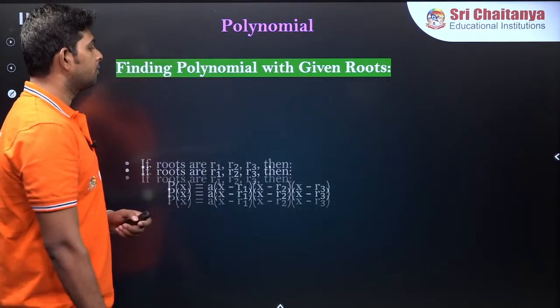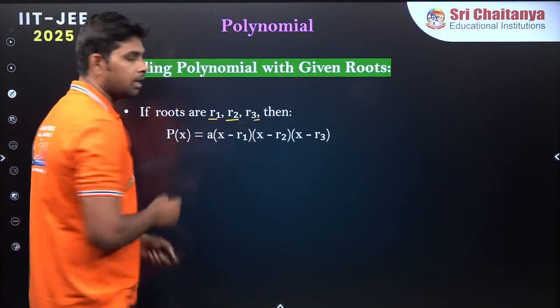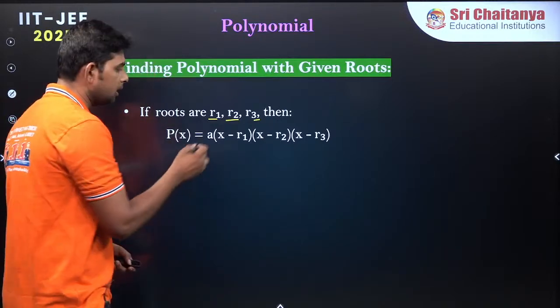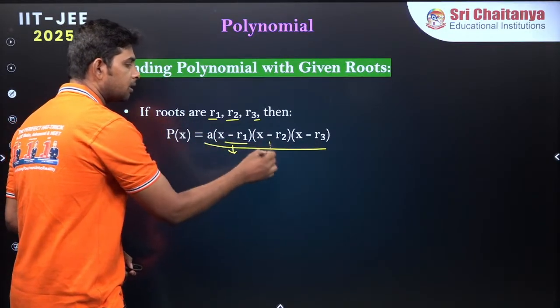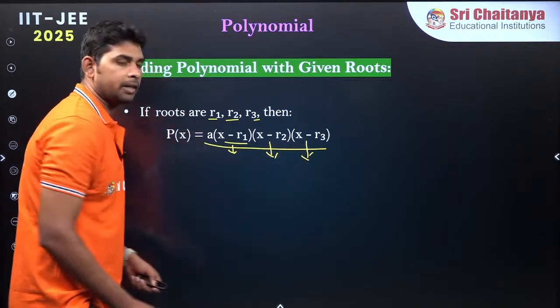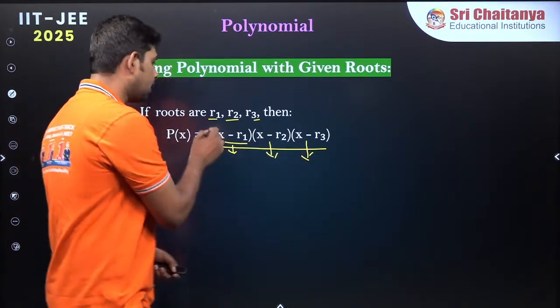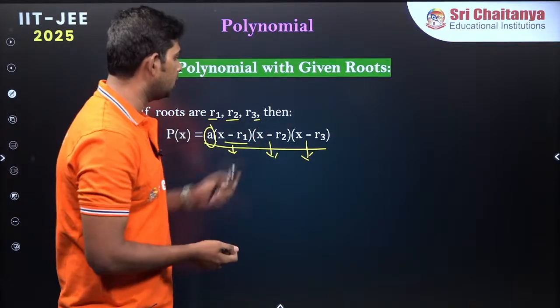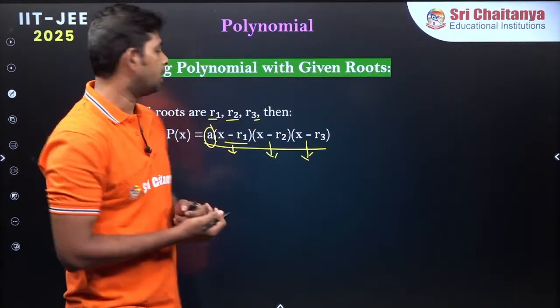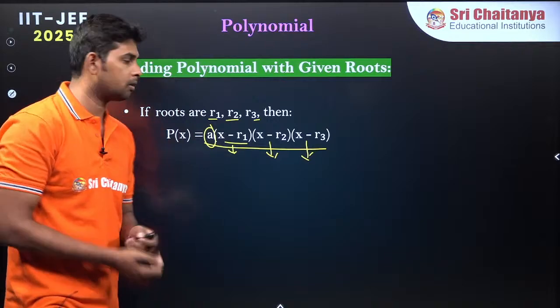The same way, if r1, r2, r3 are the roots of a cubic equation, then you are going to write x - r1, which is one factor, x - r2, which is one more factor, and the last factor is x - r3. And the coefficient here, you can see a, we can take any random coefficient for a cubic polynomial. Here we are taking r1, r2, r3 as the roots.